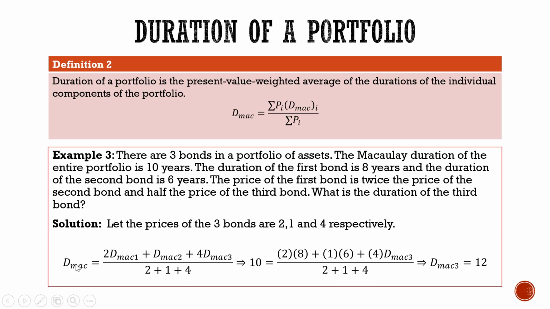So using the formulas, we have the entire Macaulay duration is 2 times the Macaulay duration of the first bond plus 1 times the Macaulay duration of the second bond plus 4 times the Macaulay duration of the third bond, over the sum of the prices. So 10 is equal to (2 times 8 plus 1 times 6 plus 4 times Macaulay duration 3) over (2 plus 1 plus 4). So the Macaulay duration of the third bond is 12.